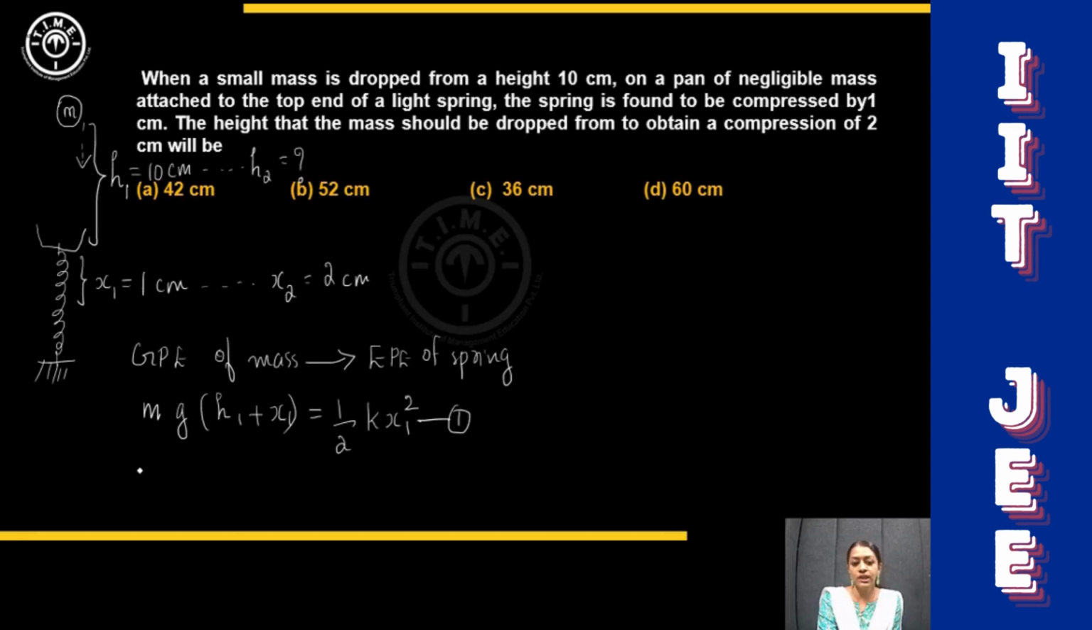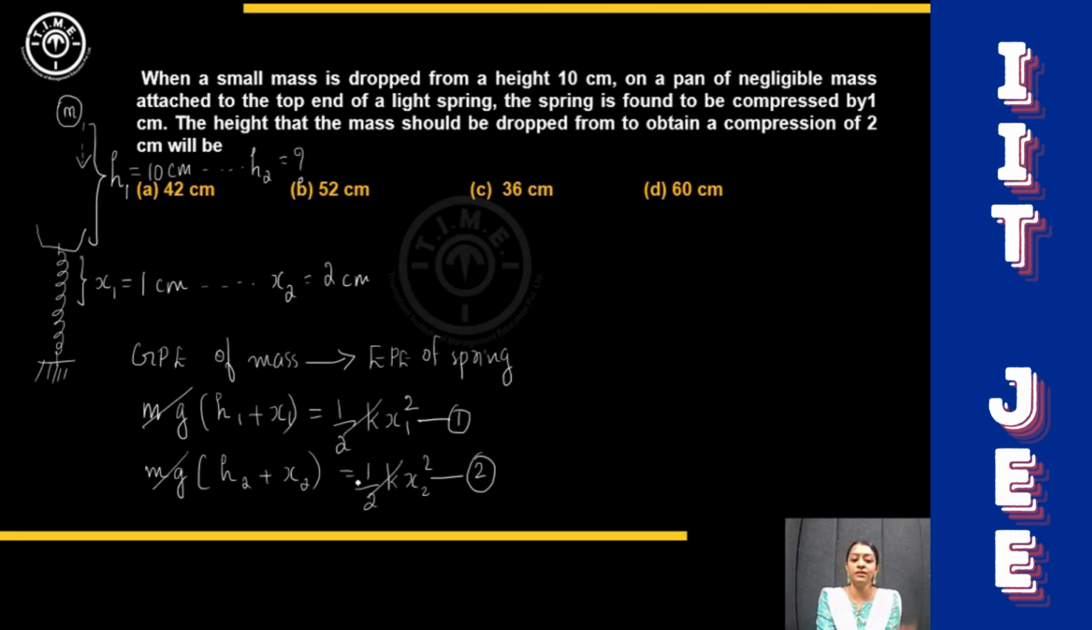In the same way, you can form the equation for the second case also, which will be mg into h2 plus x2 is equal to half k x2 square. Let it be equation number 2. Now you have to solve these two equations to find the value of h2. That's very simple. Okay, you can divide equation 1 by equation 2. Just do equation 1 divided by equation 2. What will happen? mg will get cancelled. Half k will get cancelled.